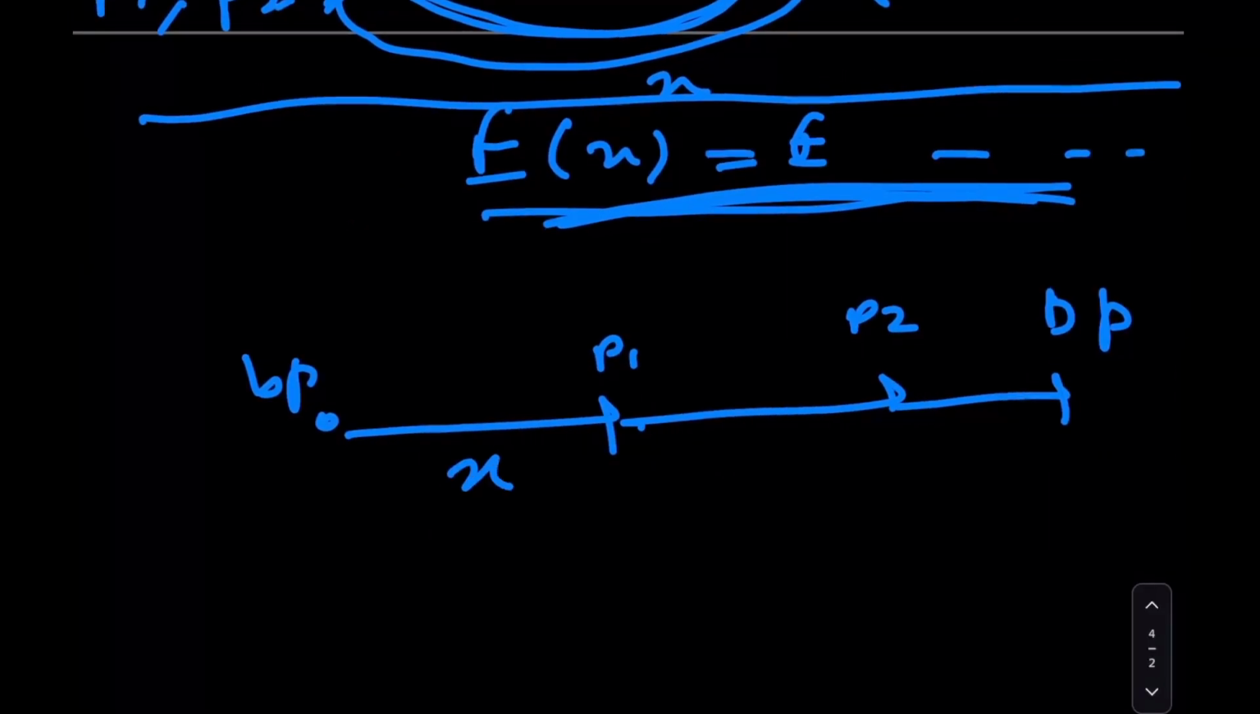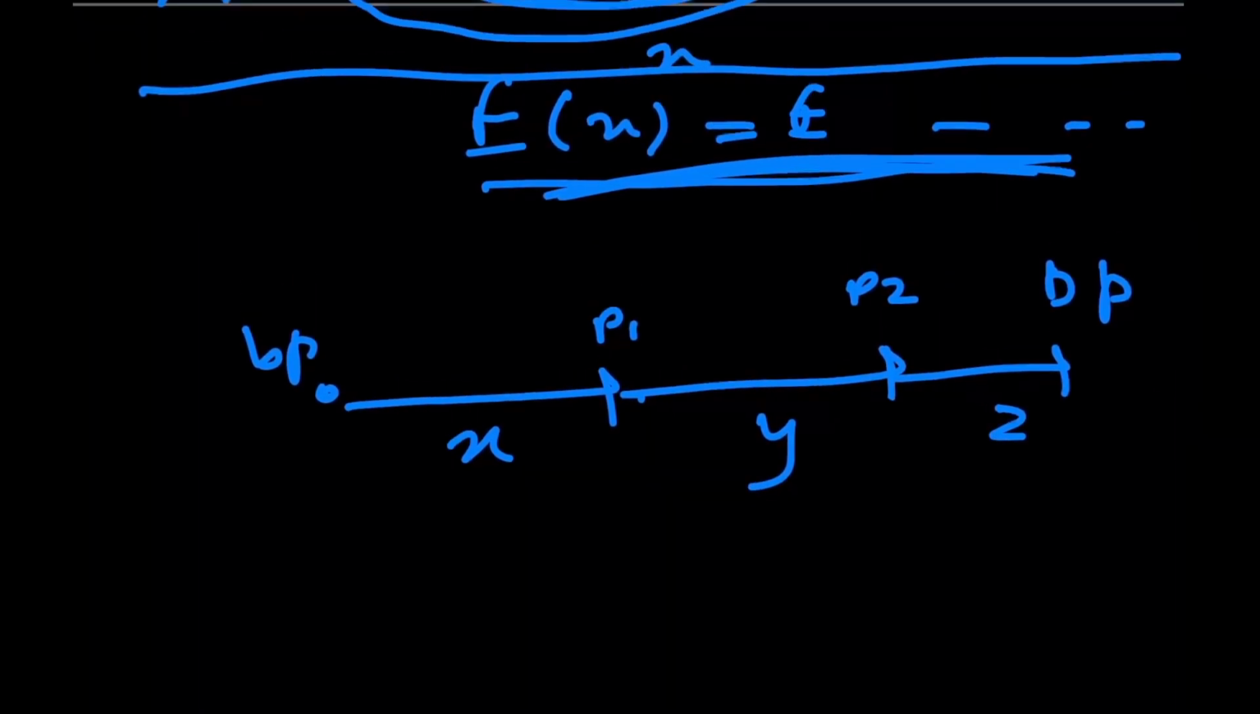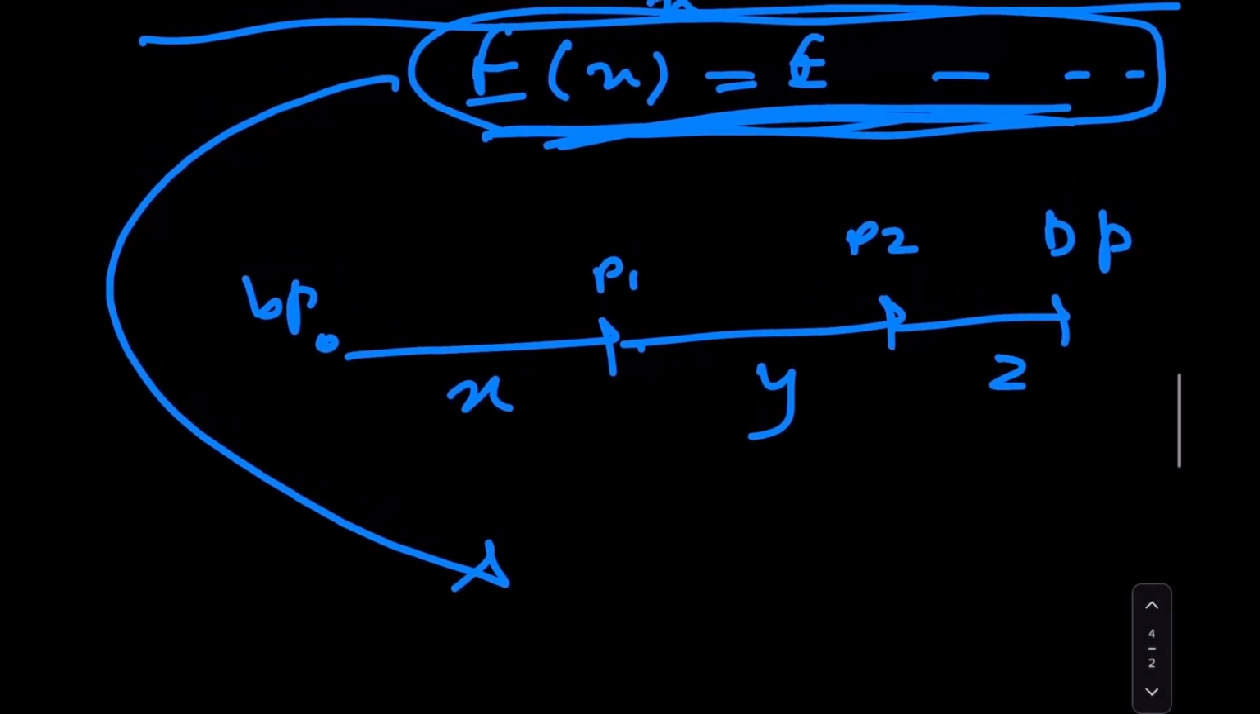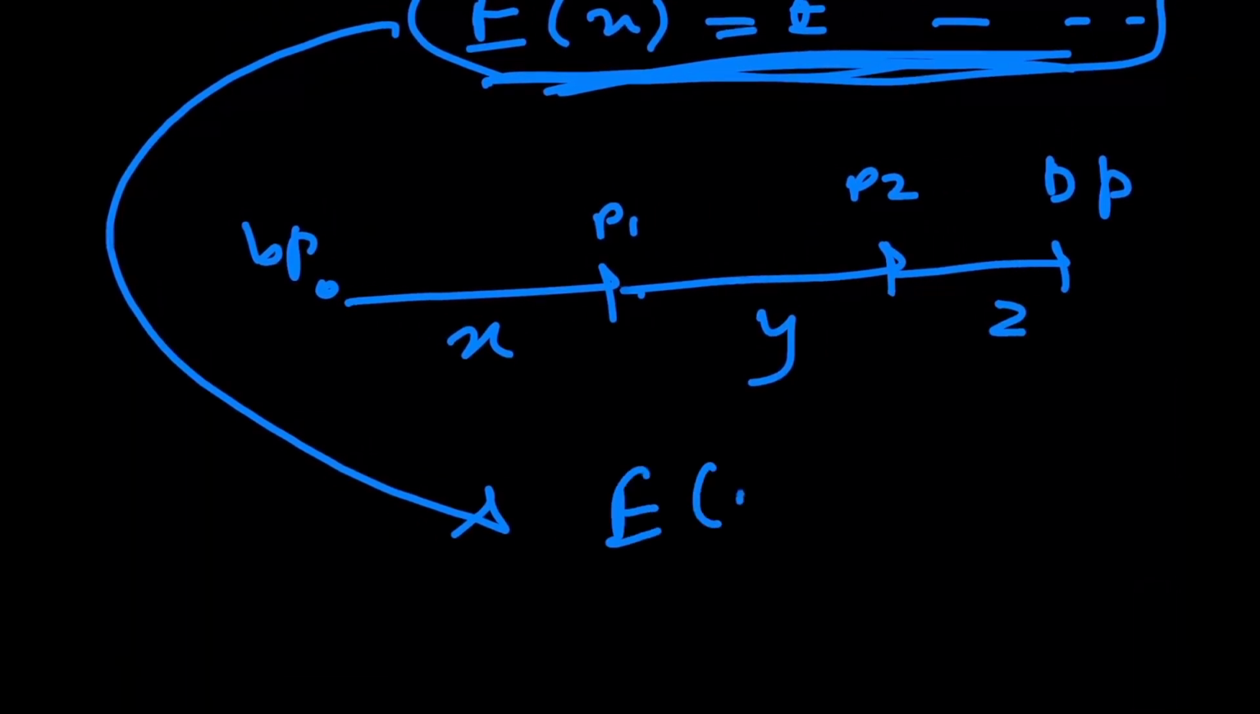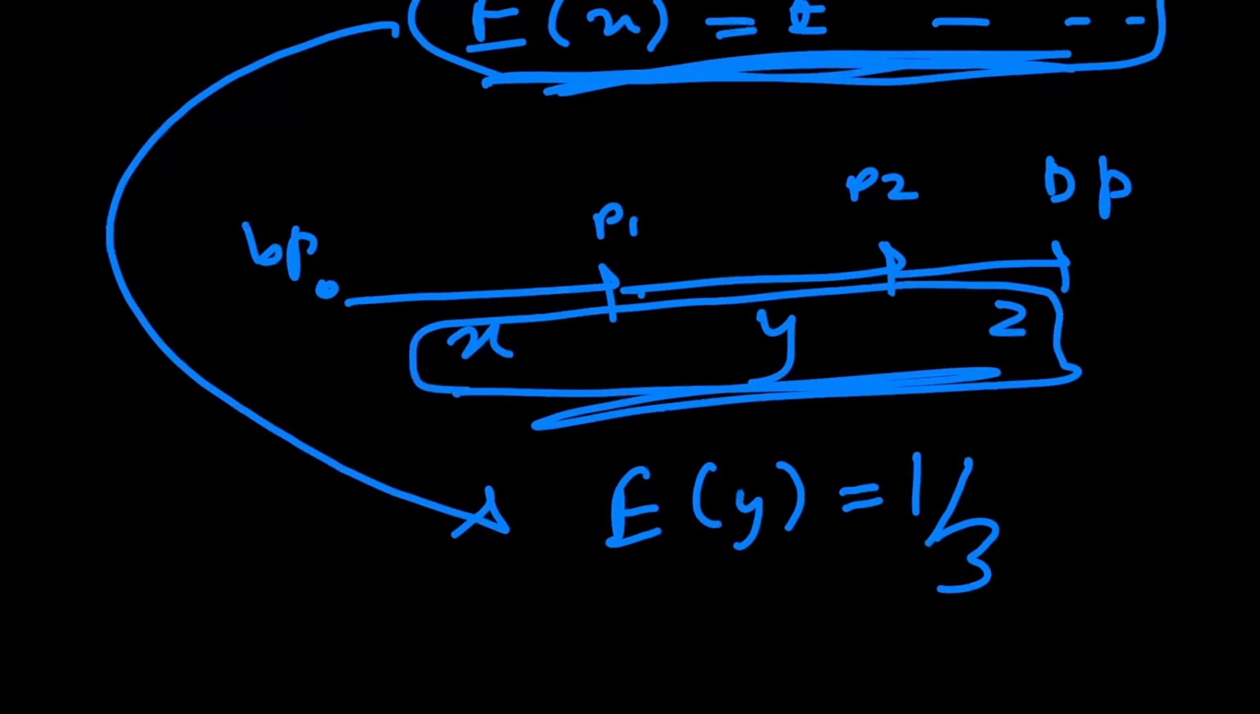So this length is still going to be X, this is still going to be Y, and this is still going to be Z. And using the symmetry case that we just proved above, we are again going to end up having the value of E of Y equal to 1 by 3, since X plus Y plus Z is in this case also equal to 1.